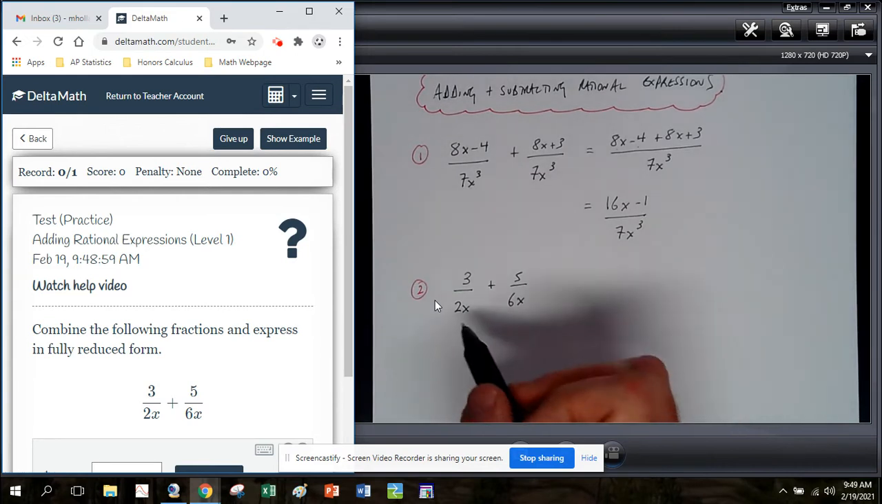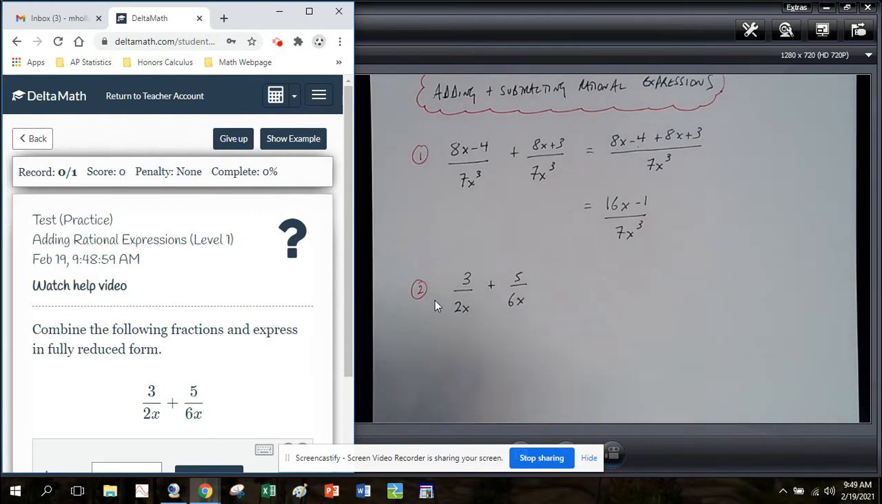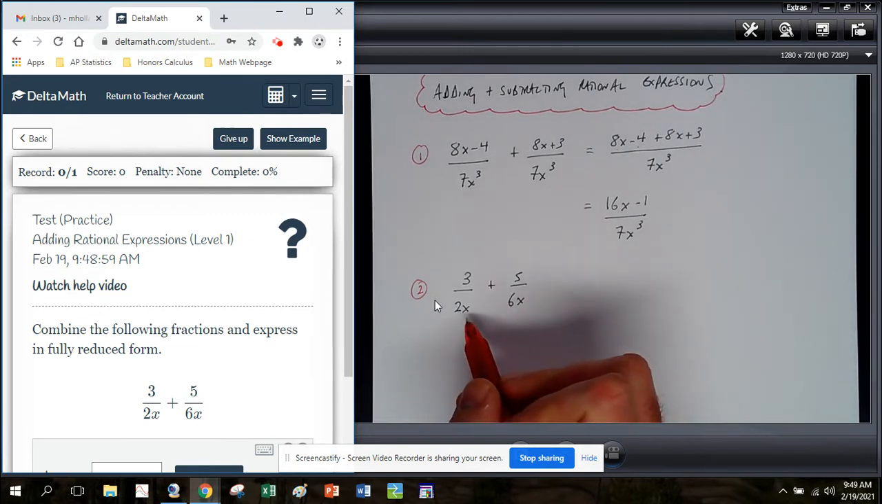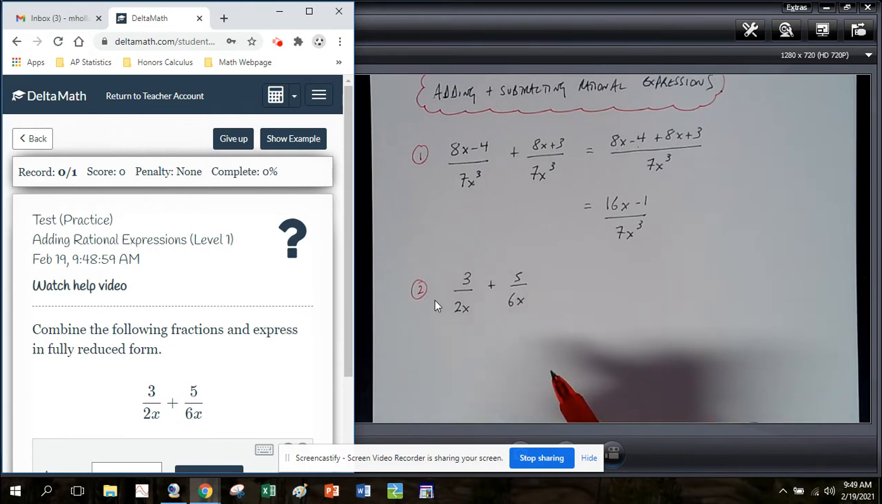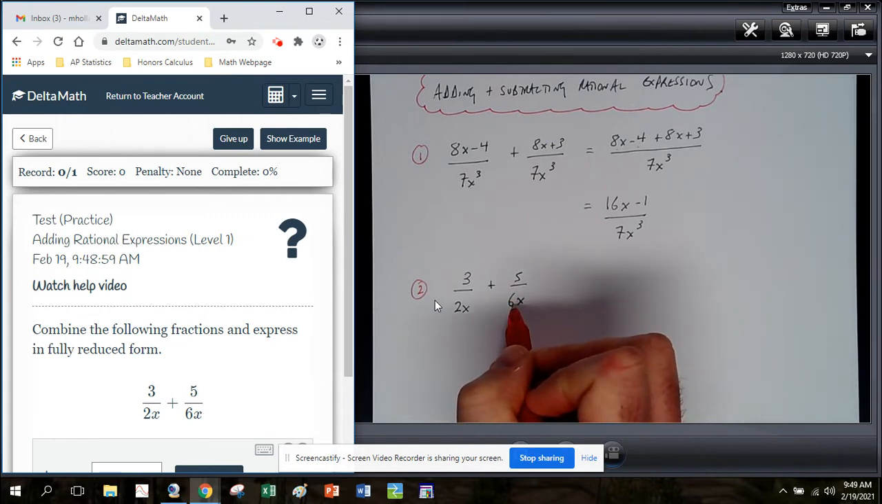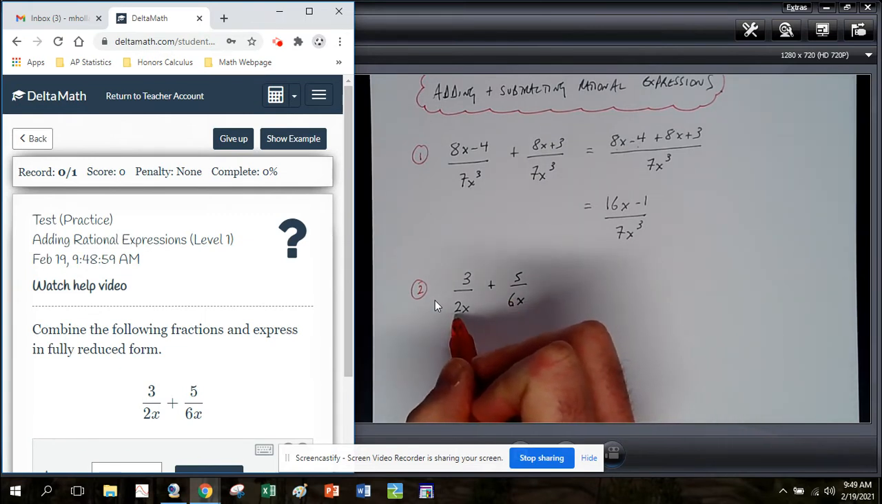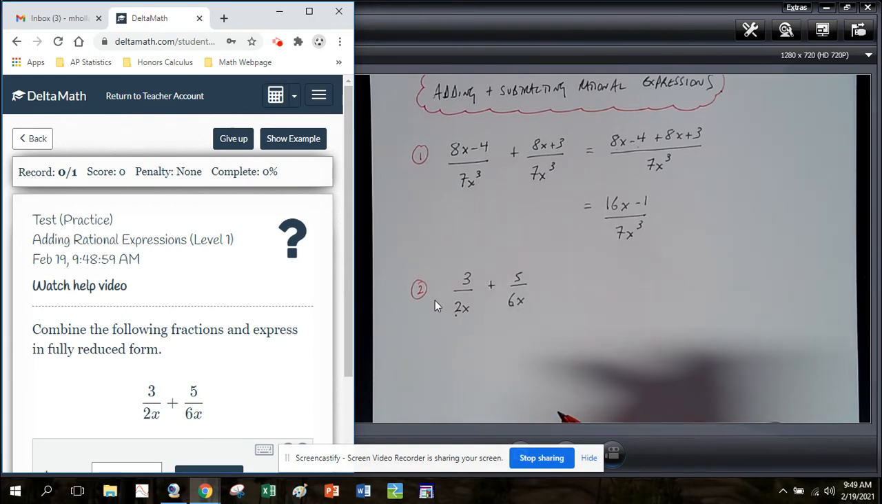Okay, so we obviously want to add these. Can't do that at the moment because the denominators aren't the same. So what we need to do is try and figure out, well, how can I make them the same? They both have just an x, so that's good. They both have that in common. This has a 6 though, and this has a 2.